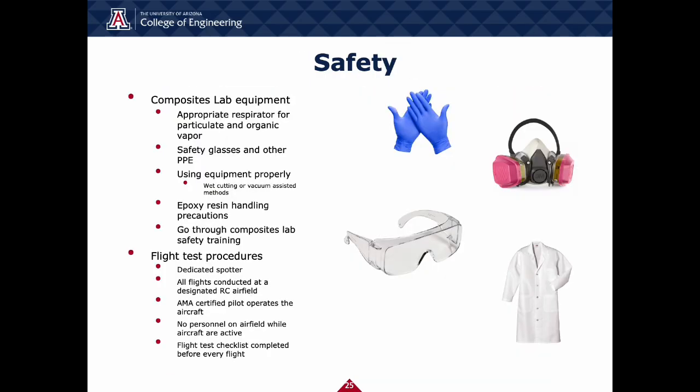Safety is a core part of our project. In the composites lab, we work with carbon fiber, fiberglass, and epoxy resins, so all members wear a particulate and organic vapor respirator, safety glasses, and full PPE. We use wet cutting and vacuum-assisted methods to minimize hazardous dust, and everyone completes composite lab safety training before touching any equipment. For flight testing, we fly exclusively at designated RC airfields with an AMA-certified pilot, a dedicated spotter and pre-flight checklist, and no one is permitted on the airfield while the aircraft is active.